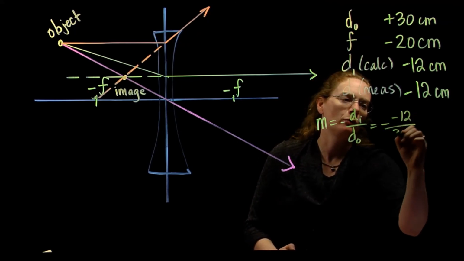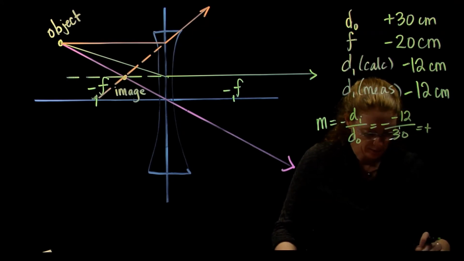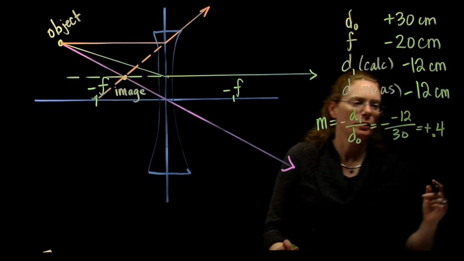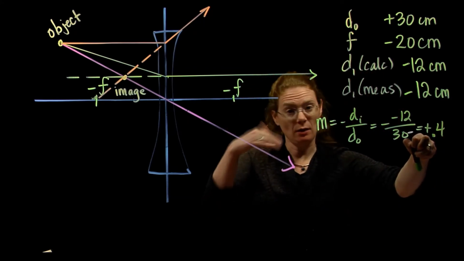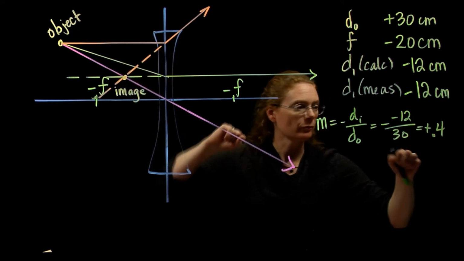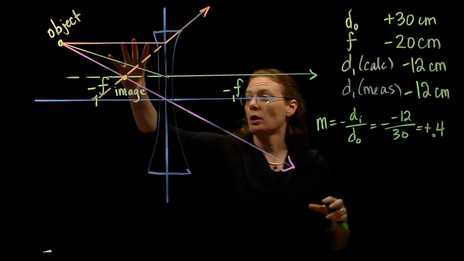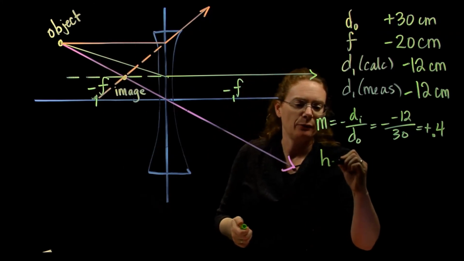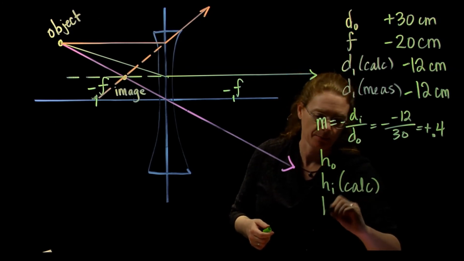Minus 12 over 30 gets me a positive 0.4. Magnification, positive 0.4. Positive magnification, upright. Yep, they're both above. 0.4, less than 1. The image should be smaller. Yeah, a little bit less than half. Sure. We can finish off by calculating and measuring our image height.